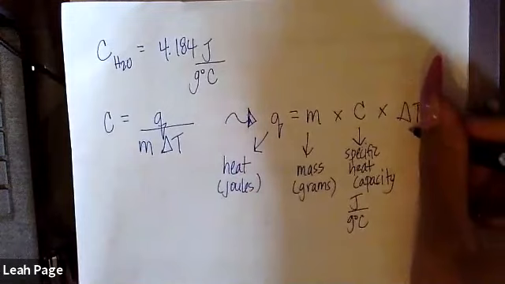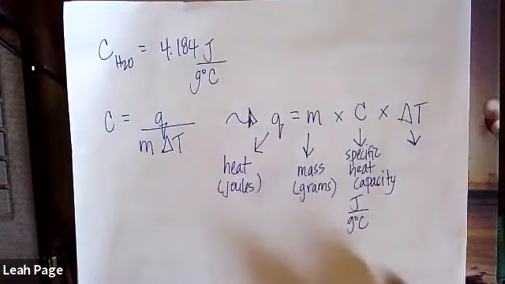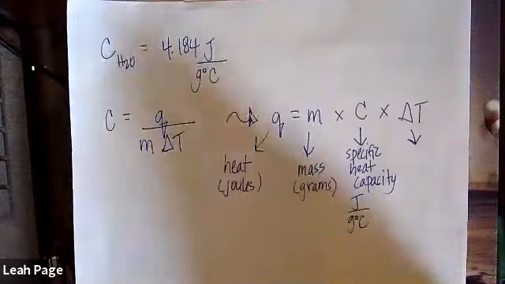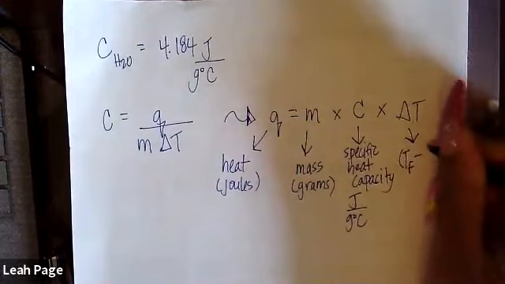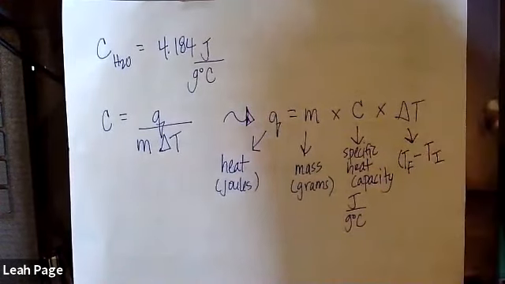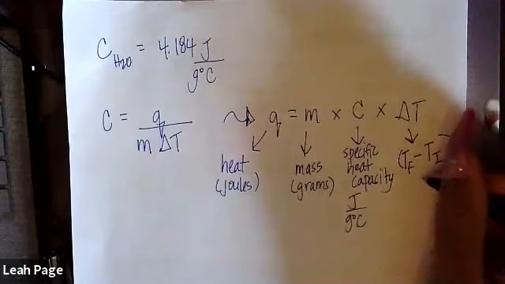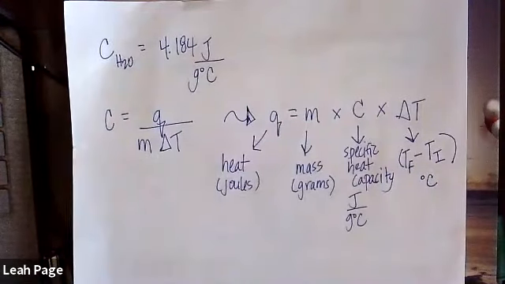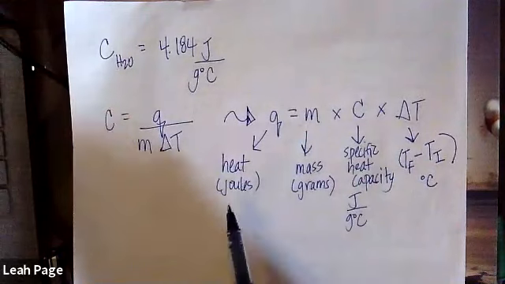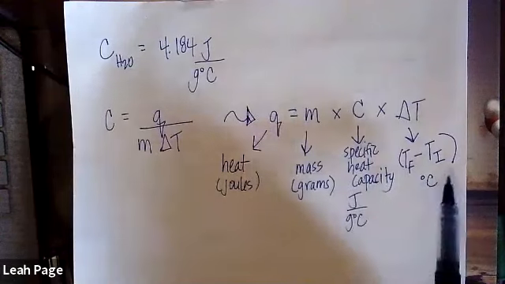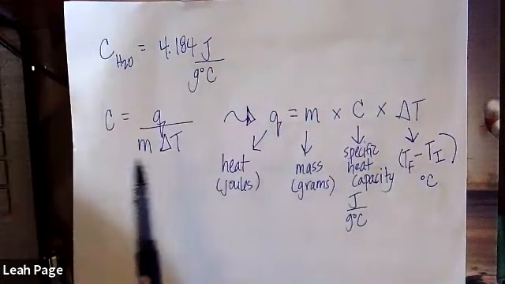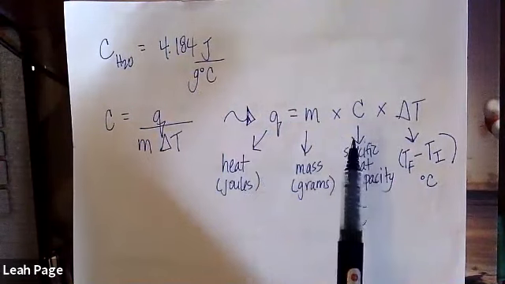And then this triangle T, remember that triangle just means the final temperature minus the initial temperature. So we say TF, which is final, minus TI, which is initial. And this is measured in degrees Celsius. So we can calculate the amount of heat if we know the mass of a substance, its specific heat capacity, and the change in temperature. We're going to use both rearrangements of this equation in today's lab.